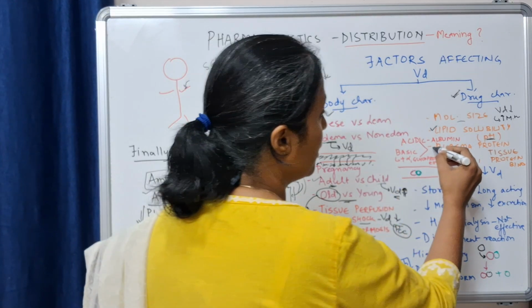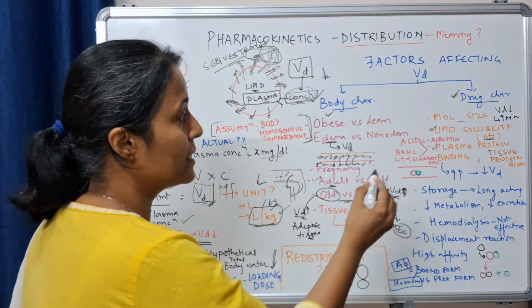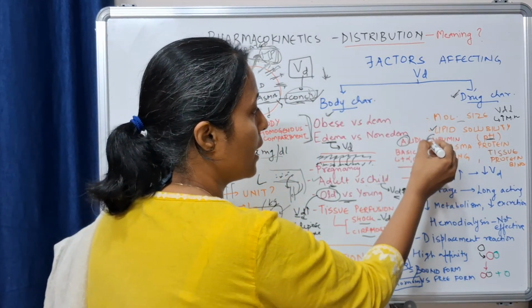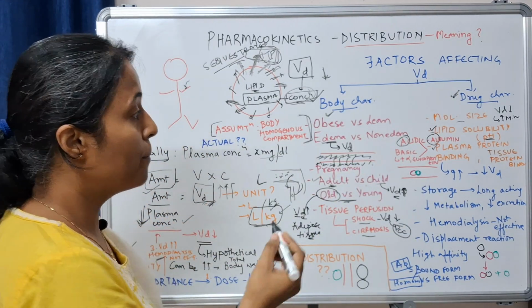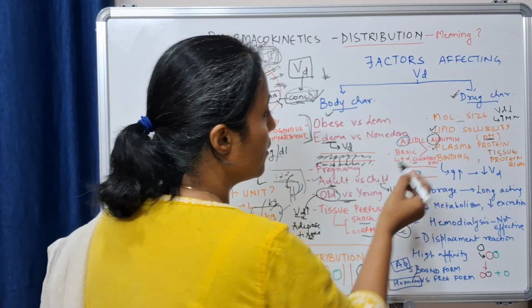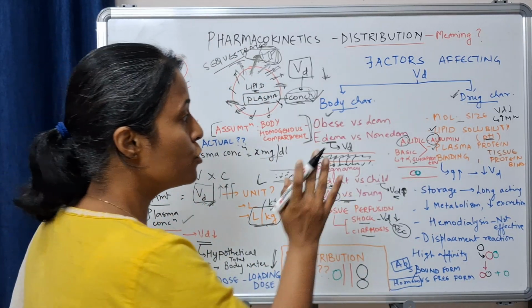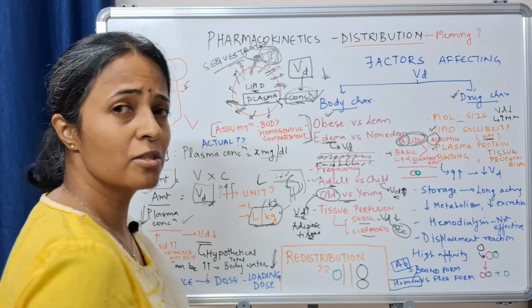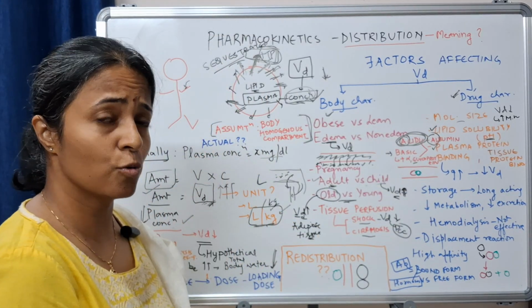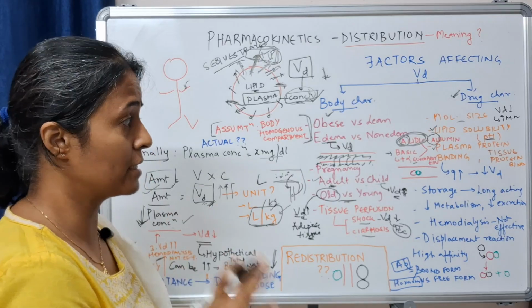Plasma protein binding of the drug. Remember that acidic drugs, A for acidic, A for albumin. Acidic drugs bind more to albumin and basic drugs bind more to alpha-1 glycoprotein. However, most of the drugs which we are using are acidic drugs. Basic drugs are the ones generally which are derived from the plants. So most of the drugs used are acidic drugs.